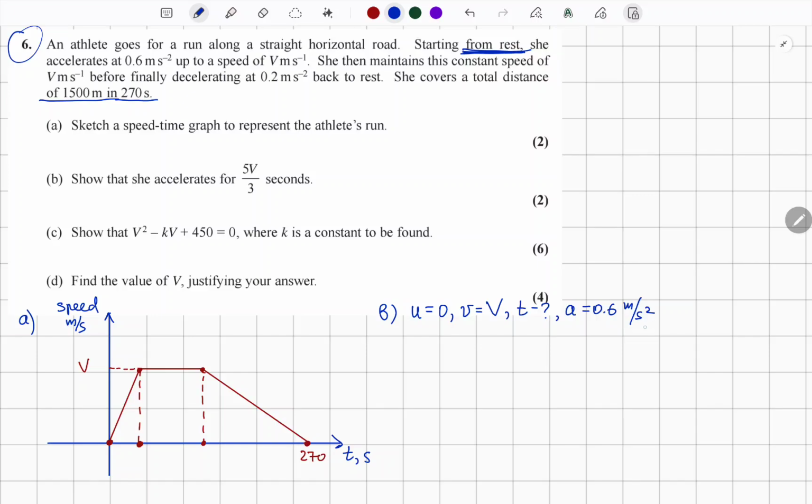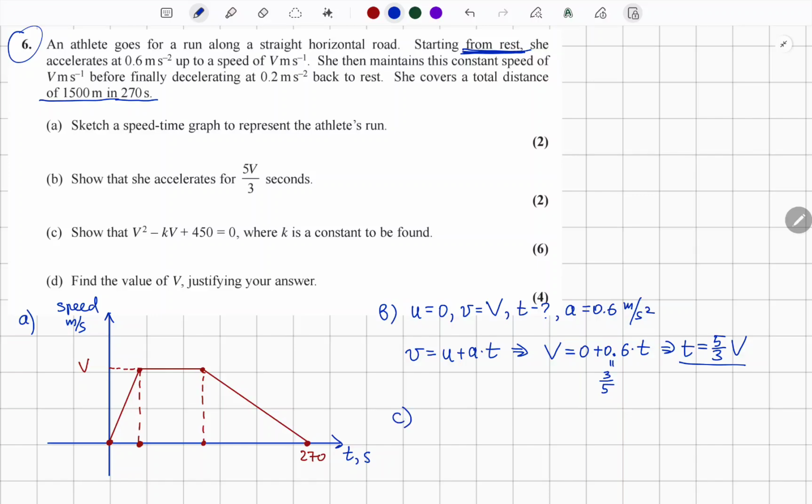So we can use one of the SUVAT formulas, v equals u plus a times t. We fill in the formula: v equals u, which is 0, plus 0.6 times time. So we can easily isolate the value of t. 0.6 is 3 over 5 as a simple fraction, and when it goes to the other side it must be flipped. So t is 5 over 3 v. That's exactly what they wanted us to show.